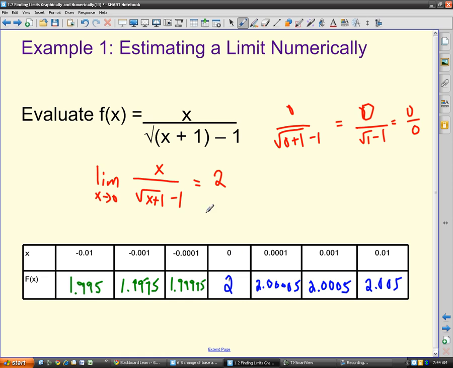And so 0 was not in the function. It caused an error. But as we approach it from both sides, from the positive side and from the negative side, we got really close to 2. So we can say that for this graph, 2 is the limit of that graph. So that's basically what all of this says. This is the same thing.